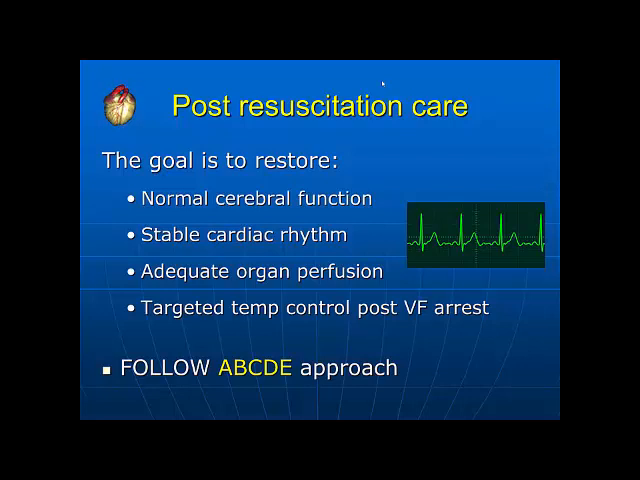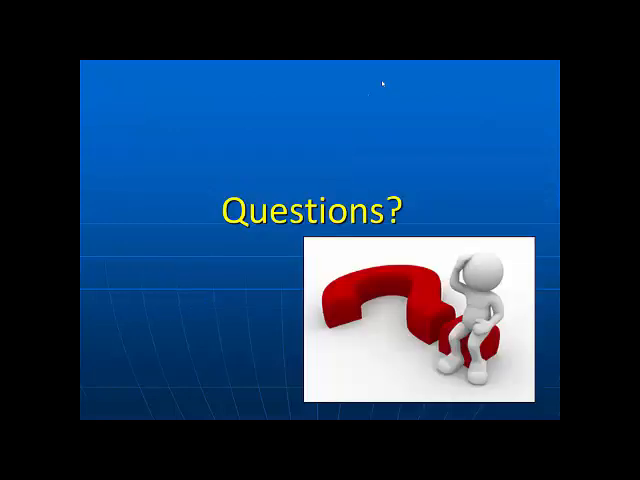And if someone has had a primary VF arrest, then we are looking at mild cooling of the patient to decrease cerebral metabolic rate to try and protect their brain. And as always, if you get a peri-arrest patient, so once they've arrested and you've got them back, then you go back to your A, B, C, D, E approach to stabilize everything. Make sure that all their systems are being looked after. Okay. Are there any questions?